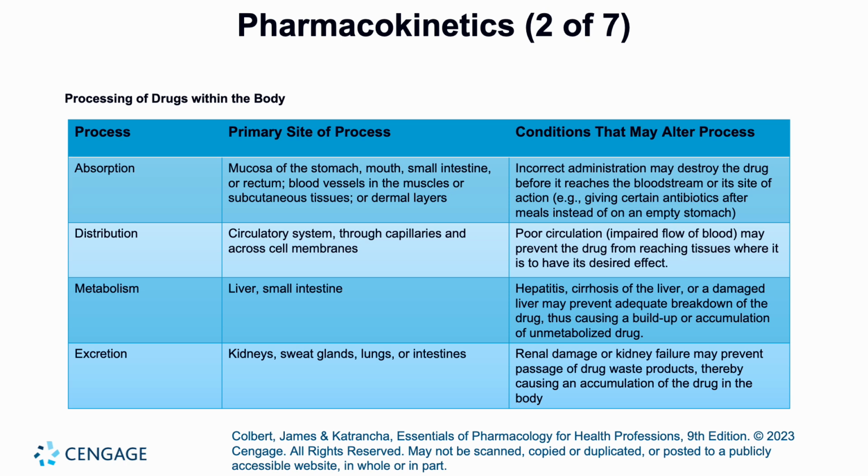A normal person can break down, let's say, Tylenol, which breaks down in the liver, and excrete it, but somebody with liver failure can't break it down, and then the Tylenol can build up to toxic levels in their body. And then excretion: the primary site of excretion is the kidneys, sweat glands, lungs, or intestine. Some conditions that may alter excretion, like renal damage or kidney failure, may prevent the passage of drug waste products, and again, that can cause an accumulation of the drug in the body.